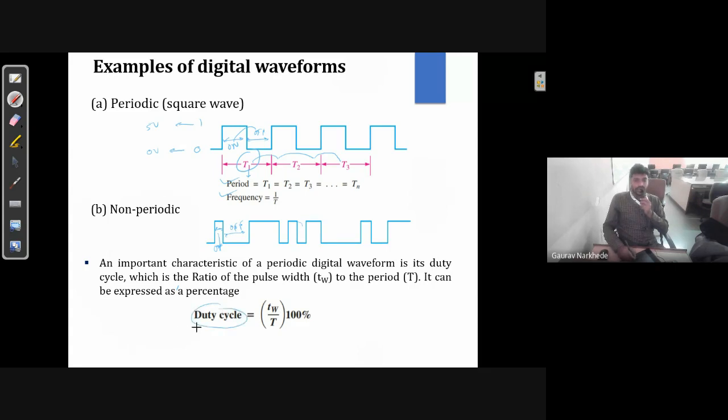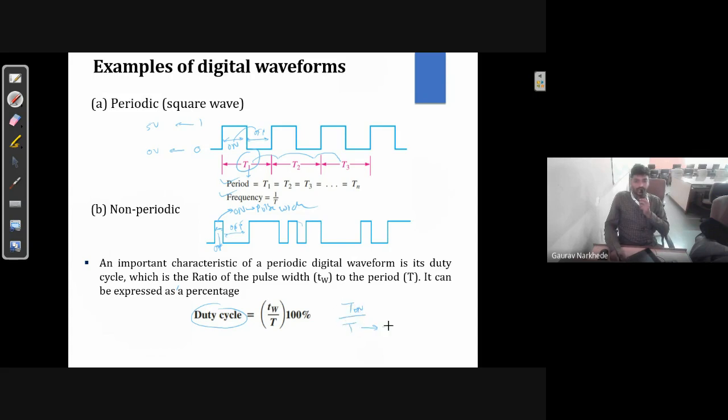right? So what is duty cycle? Duty cycle is nothing but the ratio of pulse width to the period cycle. Now what does pulse width mean? Pulse width is nothing but your on time width. On time width we call pulse width, right? So we can call it T on upon total time.